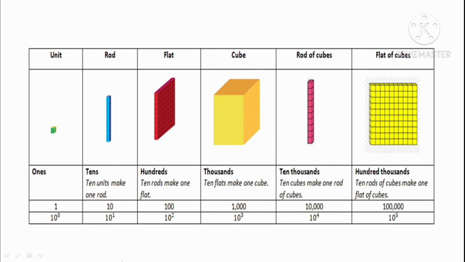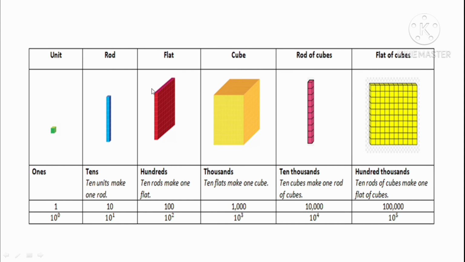As the first picture, we call it a unit, which represents ones, and it is written as 10 to the power of 0 in base 10. The second picture is a rod, where 10 units make one rod, which represents tens, and it is written as 10 to the power of 1 in our base 10.